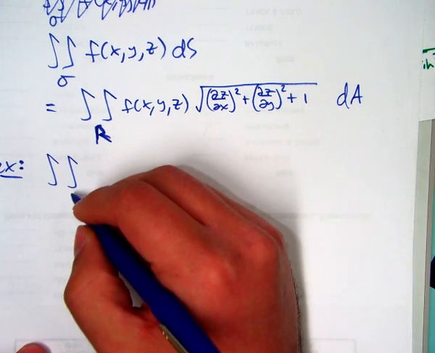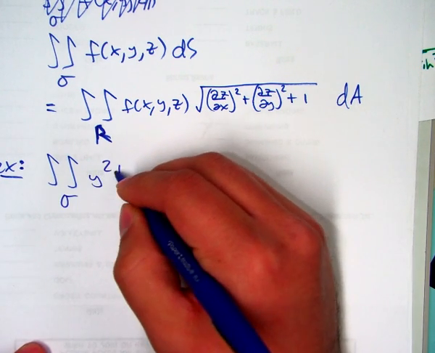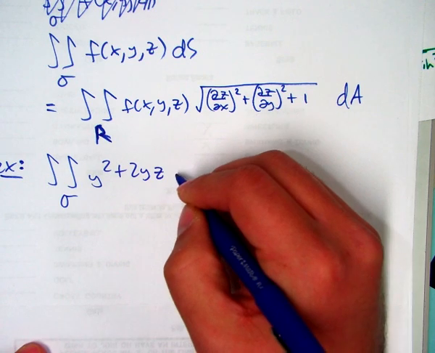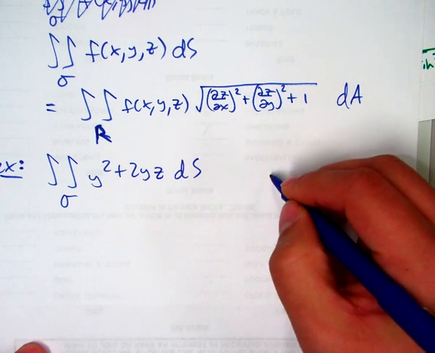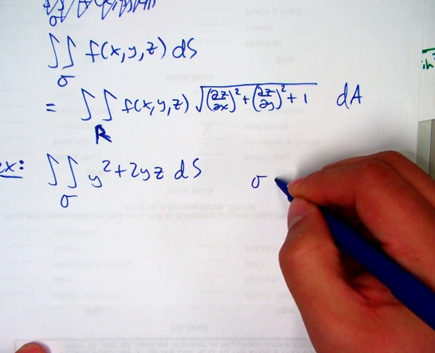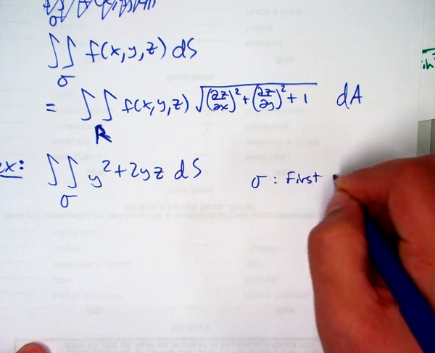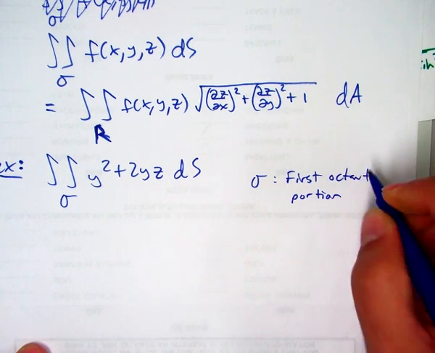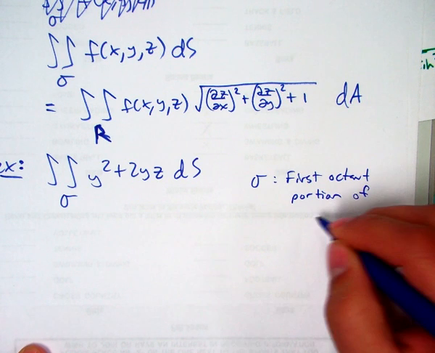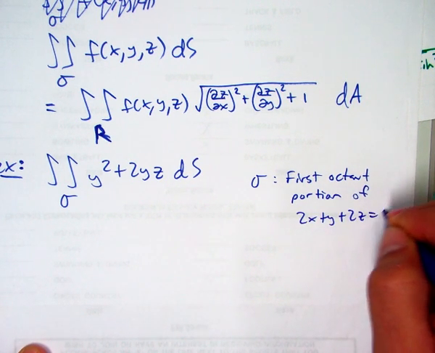So let's say we have the surface integral of y squared plus 2yz dS. And we'll say that the surface sigma is the first octant portion of 2x plus y plus 2z equals 6.